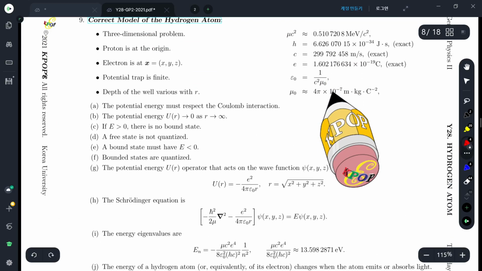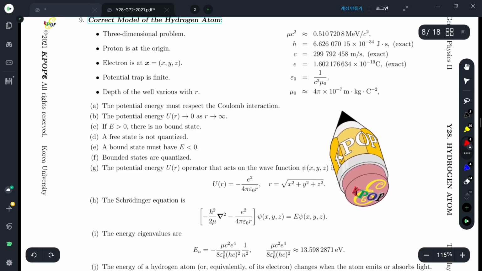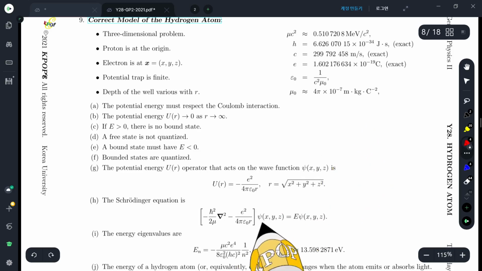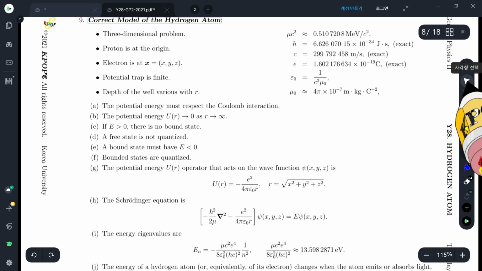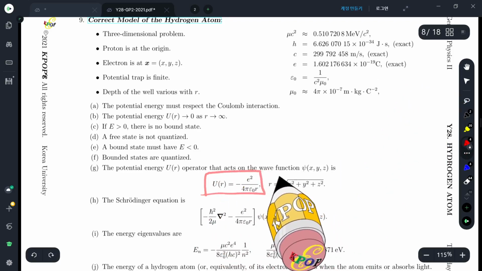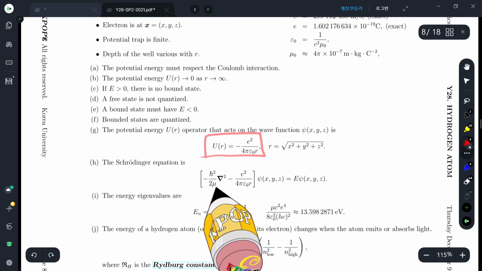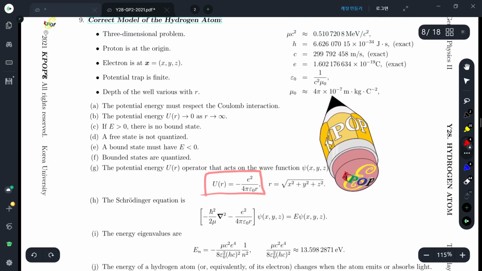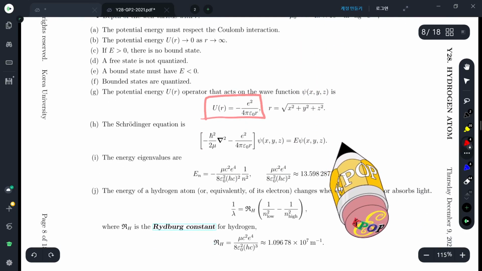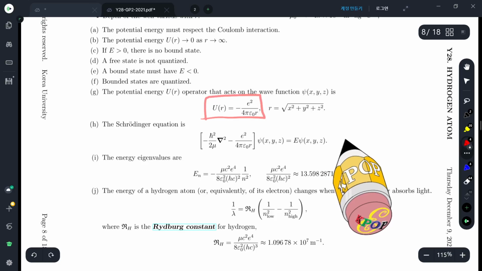So, in quantum theory, we make use of this time-independent Schrödinger equation by including the potential. The potential energy of the electron in the hydrogen atom can be expressed in this way. And mu is the reduced mass. For a more correct calculation, we use this reduced mass. And R is the distance between the electron and proton.